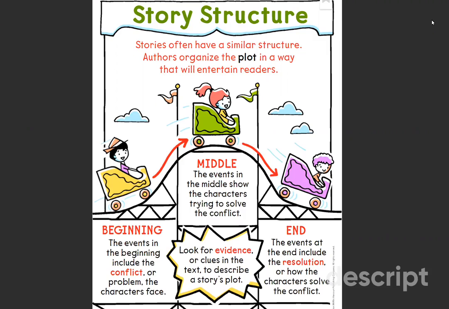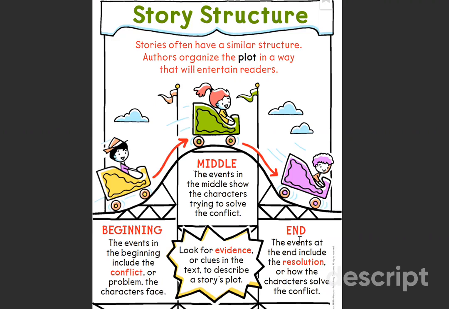And we should also know that usually at the beginning of a story is when we will find that the conflict is introduced, the problem that the character is facing is introduced here. And then in the middle, that's where we'll see the events showing the character trying to solve the problem. And then at the end, of course, there will be the resolution, and that will show us how the character has solved the conflict or fixed the problem.